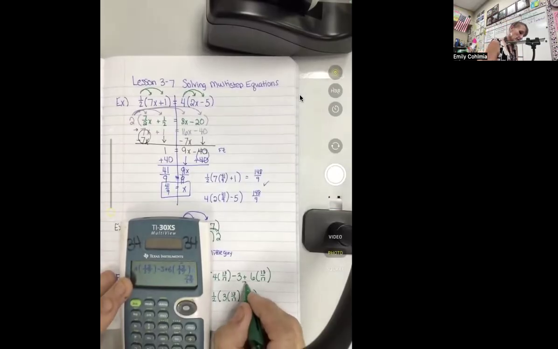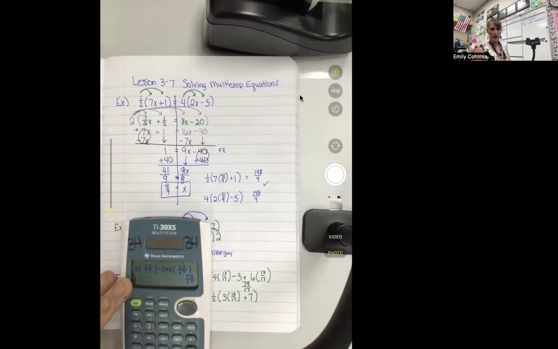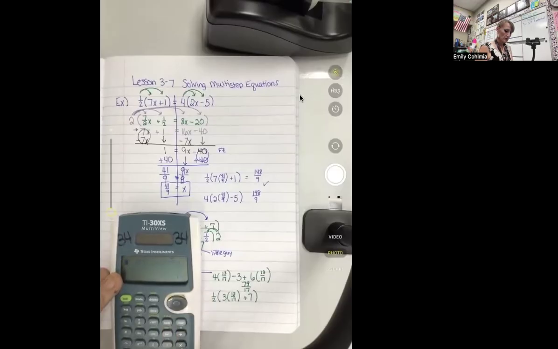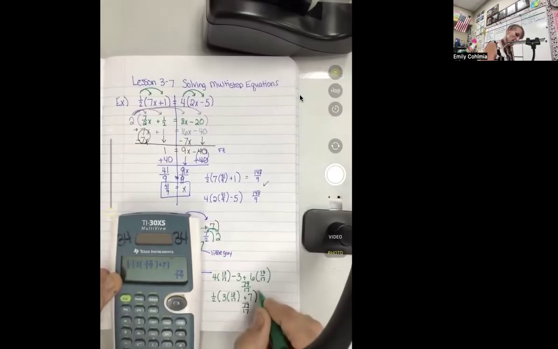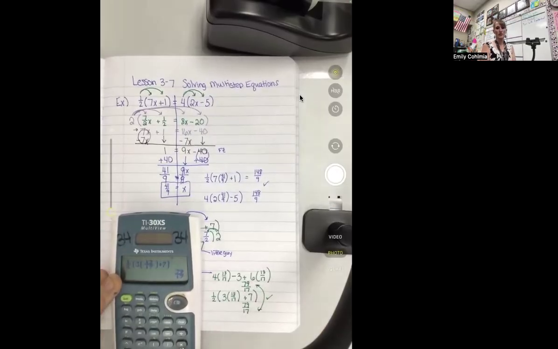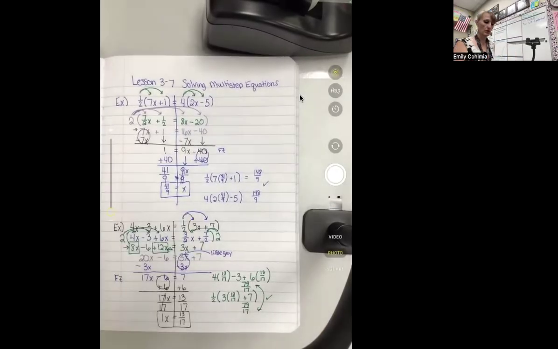And we get 79 over 17. Again, don't let that number freak you out. We're just trying to figure out if it is going to match this other side. So we're going to put this in just like it looks. 1/2, parentheses, 3, parentheses, 13 over 17, parentheses, plus 7, parentheses. So exactly the way it looks. Hit enter, and we get 79 over 17 again. So that tells us that because these are the same, our equation is balanced, and therefore our answer is correct.